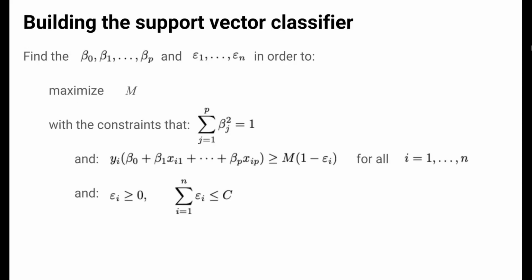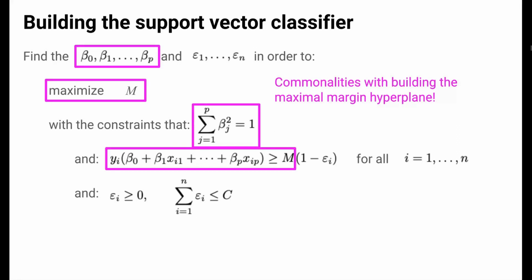So building the support vector classifier is an optimization problem, just like finding the maximal margin hyperplane, and there are some commonalities to that optimization problem. In particular, the areas highlighted in pink are commonalities with building the maximal margin hyperplane. But there are some additional features that allow for this potential misclassification. We'll go over that now.